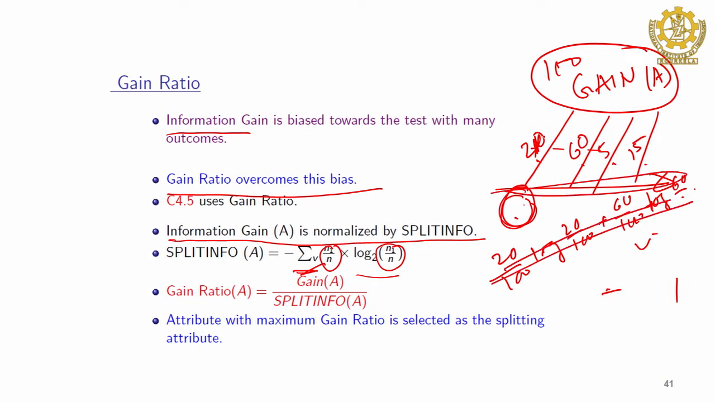So, let us say there are 100 objects, so each is having 1, 1, 1, 1. Okay. So, then what will be the split info? What will be the value of split info information? There are 100 objects here. So, you can simply put it as 1 by 100 into log 1 by 100 here, and then how many terms will you get? You will get 100 terms here.